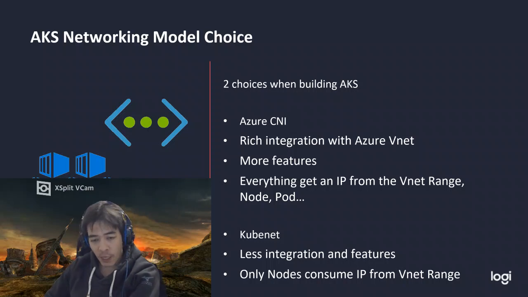Obviously, Azure CNI is the richer one in terms of integration with the Azure Virtual Network. It comes with more features, and it also has a specificity, which is that everything consumes IPs from the VNet range: nodes, which is logical, but also pods, which could cause problems. On the other hand, we have kubenet, which is less integrated, obviously, because it is not developed specifically by Microsoft. In this one, only nodes consume IPs from the VNet range, which can be nice. Let's develop that a little.